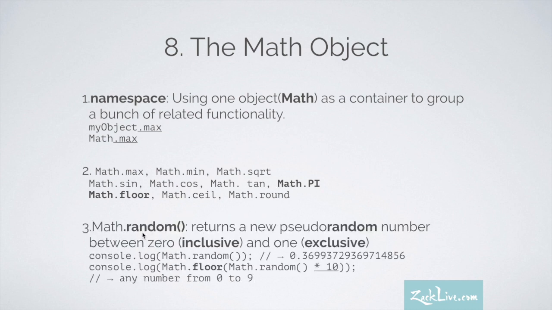And the last one is random. The random method returns a random number between 0 and 1. If we want a random number from 0 to 10, we multiply it by 10 and then use floor to round it down to the closest whole number, and then we will have a random number from 0 to 9.